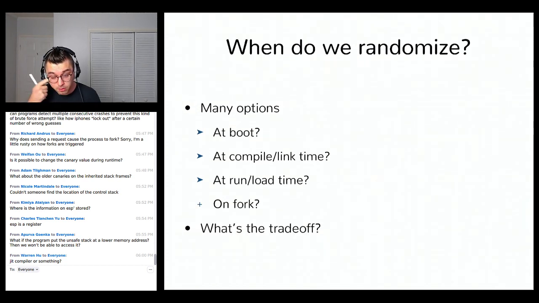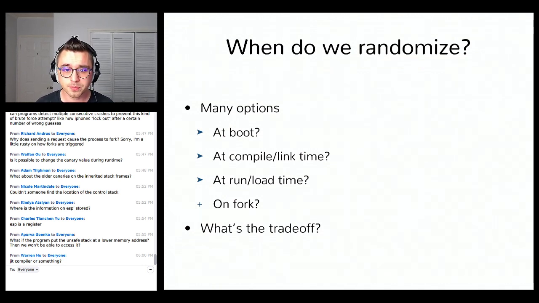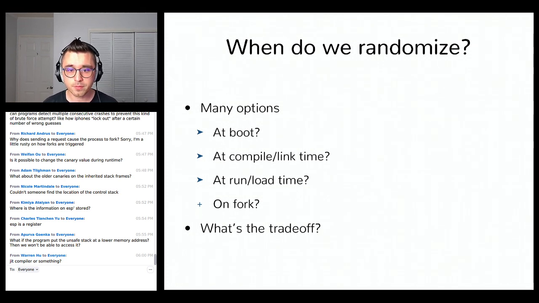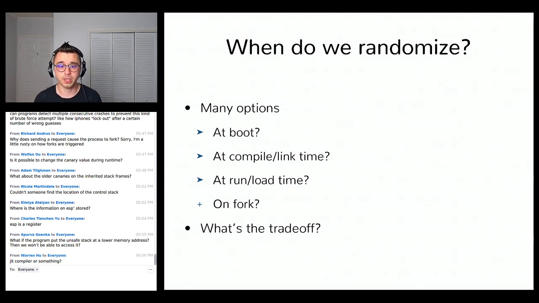So the questions that we're going to want to try to answer is, when do we actually randomize? Do we do it at boot time, at compile time or link time, at load time, at runtime? Do it on every fork? And what's the trade-off of these different things?